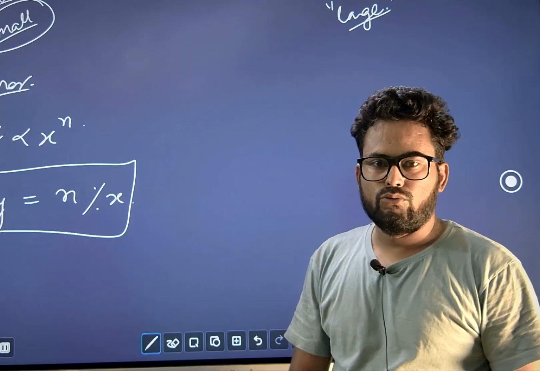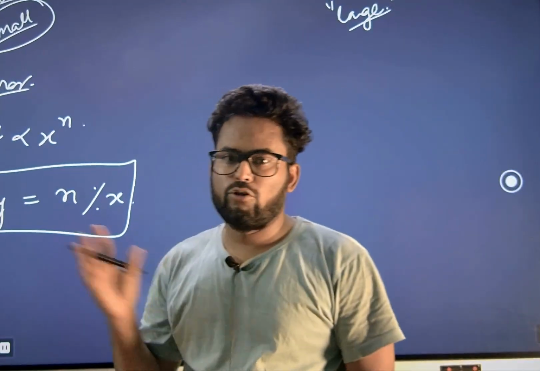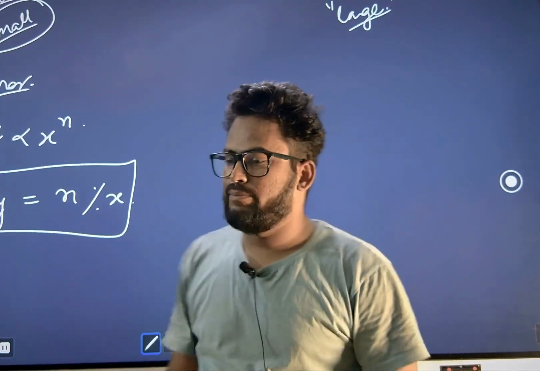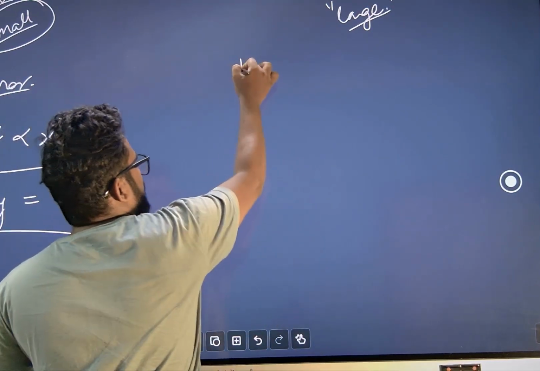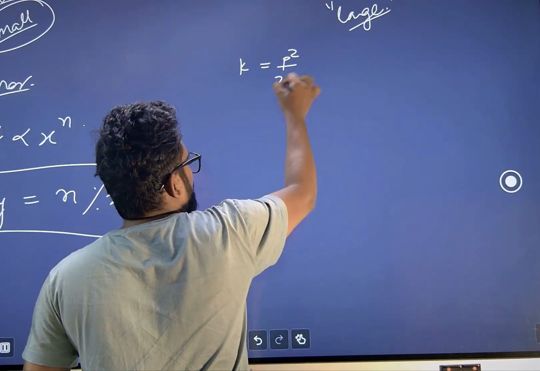Error method only we are going to use. Okay, so a few questions that we did were based on this approach only. Now we have to see the error percentage problem for the large percent. For example, kinetic energy equals p square by 2m.